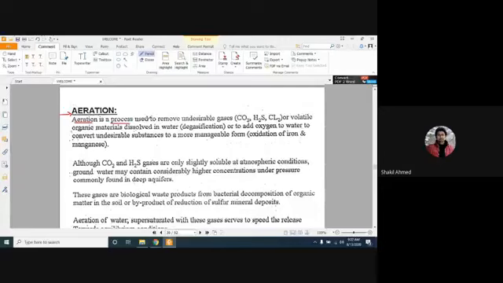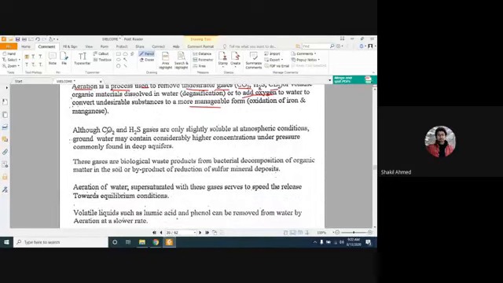Aeration is a process used to remove undesirable gases, carbon dioxide, hydrogen sulfide, fluoride, or volatile organic materials dissolved in water, or to add oxygen to water to convert undesirable substances to a more manageable form. Although carbon dioxide and hydrogen sulfide gases are only slightly soluble at atmospheric conditions, groundwater may contain considerably higher concentration under pressure commonly found in deep aquifer. We already discussed these things.